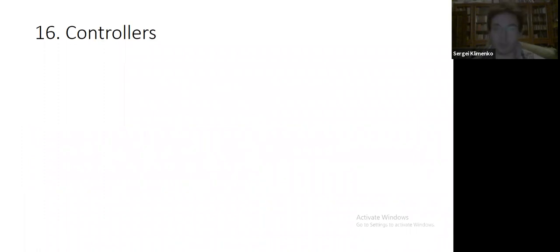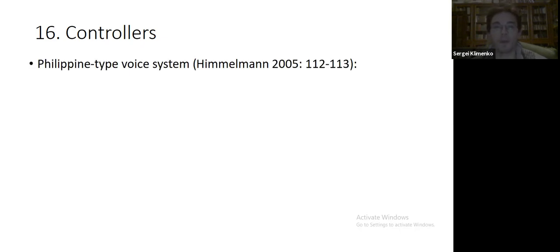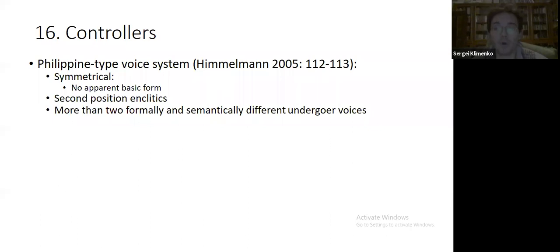Next, I think I still have some time. I'm going to talk about controllers of the caritive clauses, or in other words, well, in the context of this study, it's the anchor of the absentee. So Tagalog is quite famously a language with the Philippine type voice system, which means that it has a symmetrical voice, meaning that there are no apparent basic forms. There are second position enclitics, and it has more than two formally and semantically different undergoer voices.